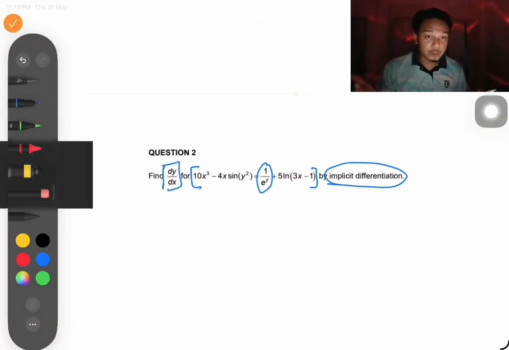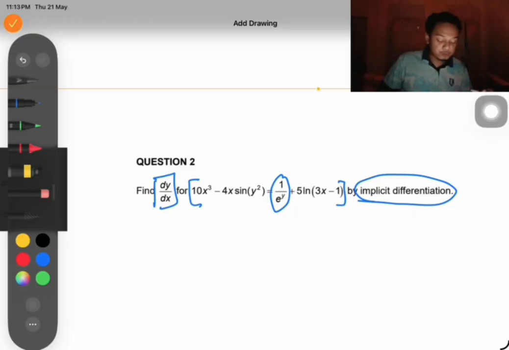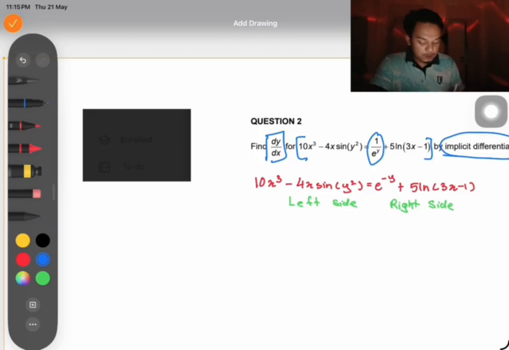Let's get into it. So here's the question. Find dy/dx for 10x cubed minus 4x sin y equals negative 1 over e to the power of y plus 5 ln(3x minus y) by implicit differentiation. So here's the catch. We're going to find dy/dx for this equation by using implicit differentiation. So what we're going to do right now is differentiate every term.